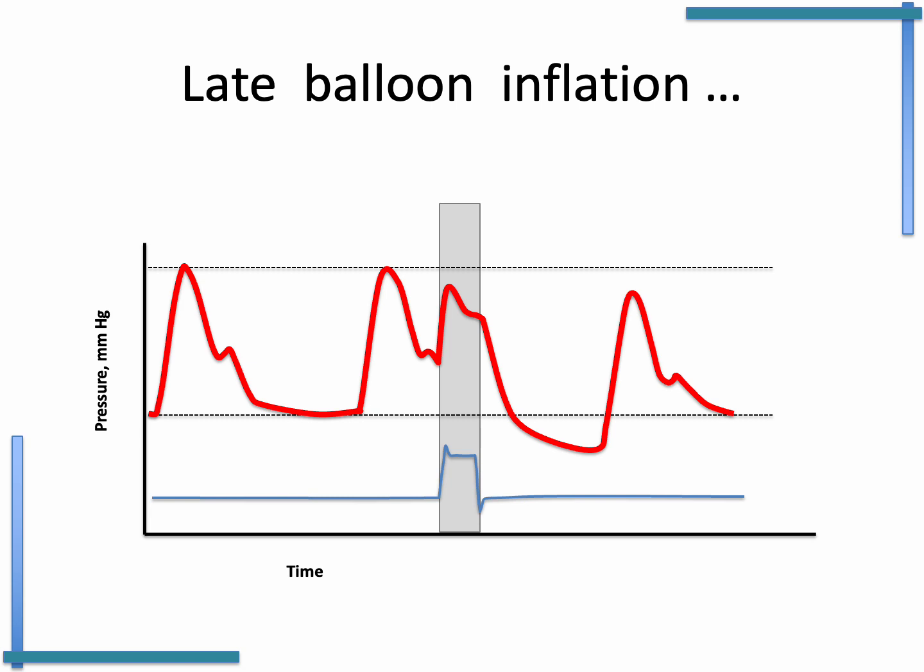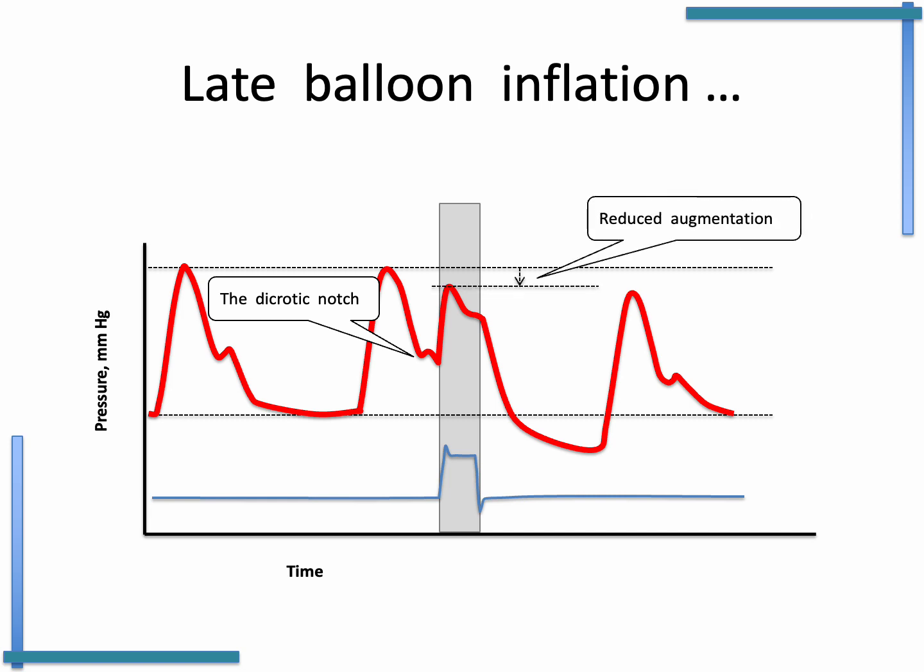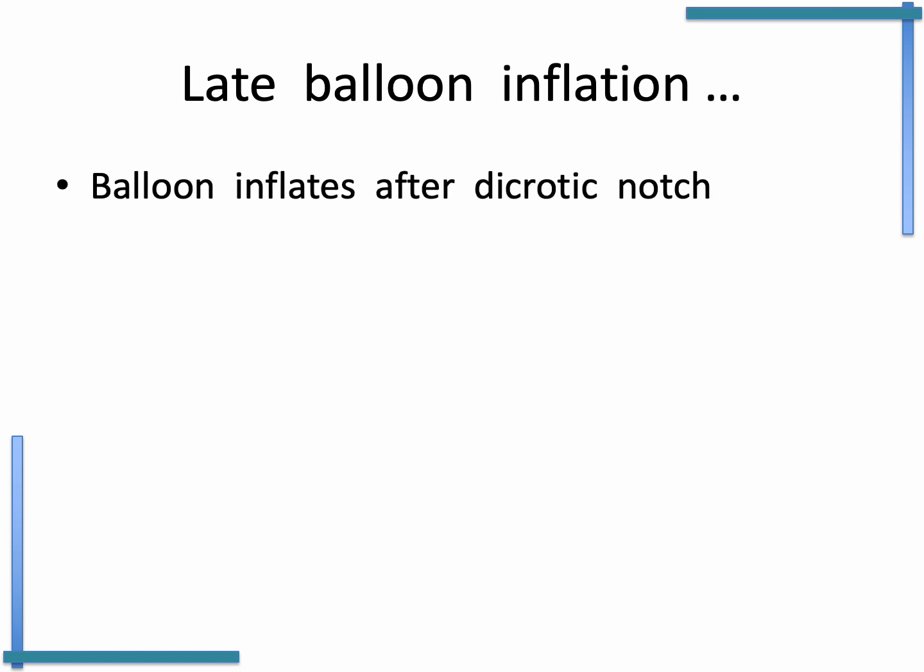All right, so here we have late balloon inflation, and I think you can see that the problem here is that the dicrotic notch is visible, and the balloon is only inflating after that point in time, so it's late. And what that does is it gives us a much reduced augmentation. And if you think of that original concept of the diastolic pressure time index, then there's a much reduced diastolic coronary perfusion. And so the hallmark of this one is the balloon inflates after the dicrotic notch.